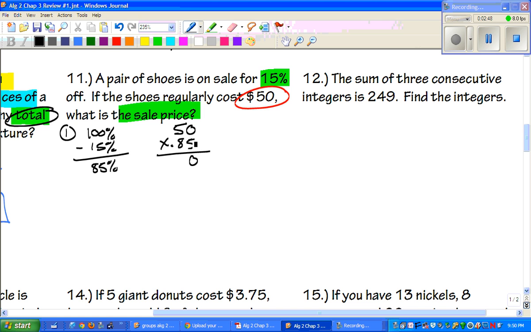So 5 times 0 is 0. 5 times 5 is 25. Okay, 8 times 0 is 0. 8 times 5 is 40. Add those two numbers up. Now, did you pay $4,250 for your shoes? No. There are two numbers behind the decimal. So you paid a total of $42.50.